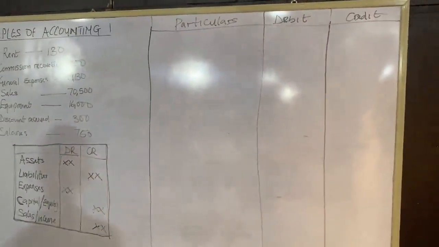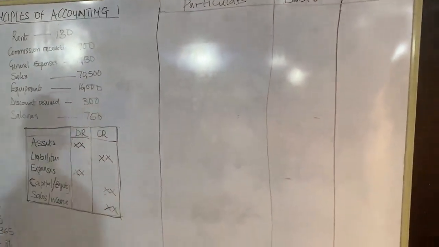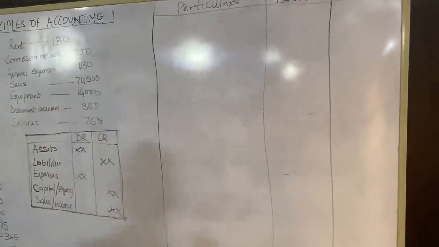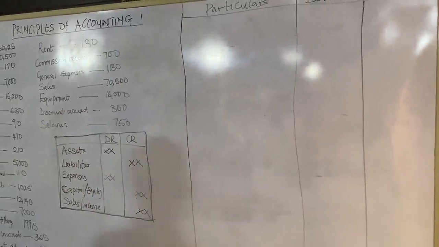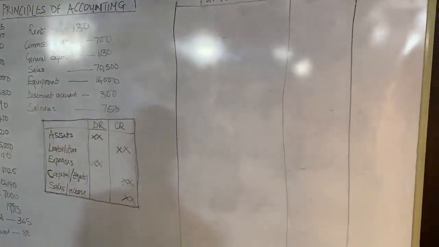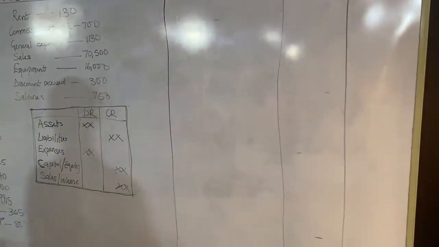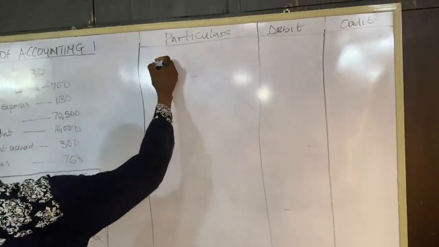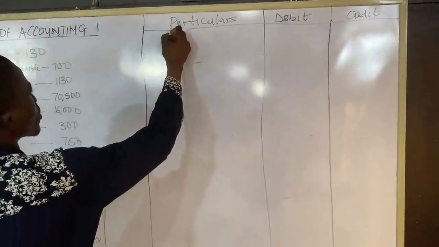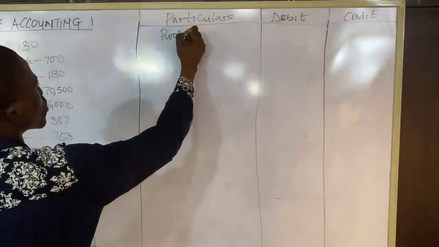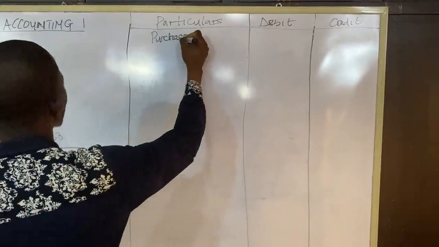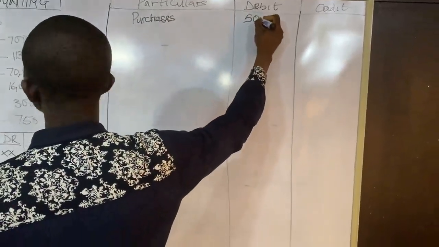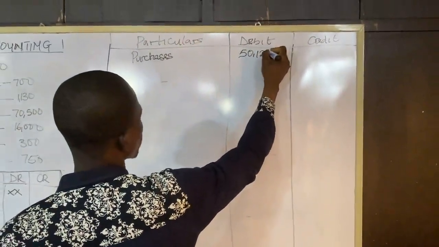Purchase is not an asset, it's not a liability. You can say it's more or less part of the cost of sales. So it will be more or less like expenses, but not really expenses; it's part of cost of sales. So our first transaction, which is purchases, we have 50,125 at the debit side.